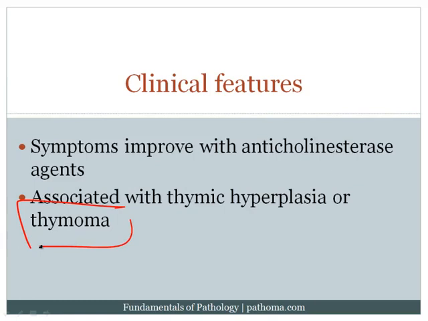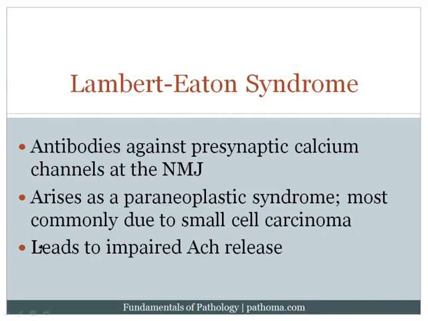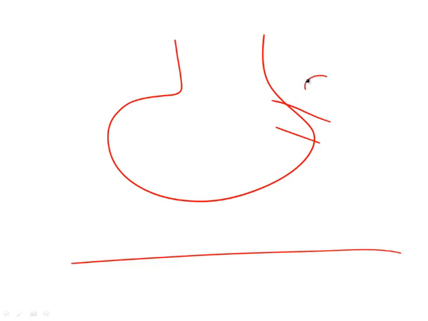And so again, this is particularly high yield, that the patients can have thymic hyperplasia or thymoma. Eaton-Lambert syndrome is when you have an antibody against the presynaptic calcium channels at the neuromuscular junction. Now recall that if this was the nerve and this was the plate here, there was a calcium channel here that when open resulted in the release of acetylcholine.